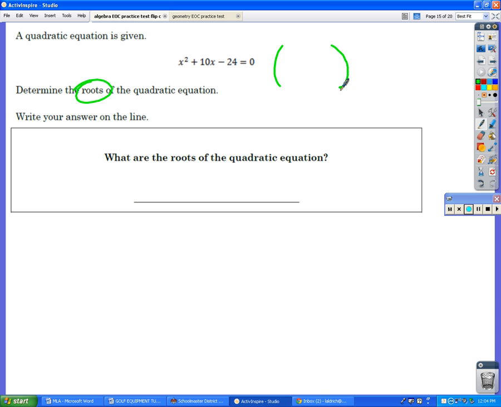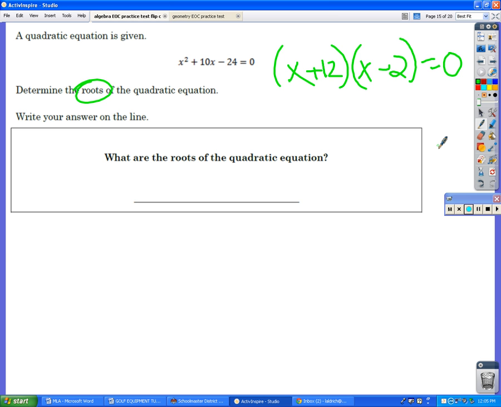I'm just going to factor this. Two numbers that multiply together to make negative 24 and add to be 10 are? No, 6 and 4 will, but one of them has to be positive and one of them has to be negative for them to multiply together to be a negative number. Positive 12 and negative 2. Okay, do you understand why 6 and 4 won't work?